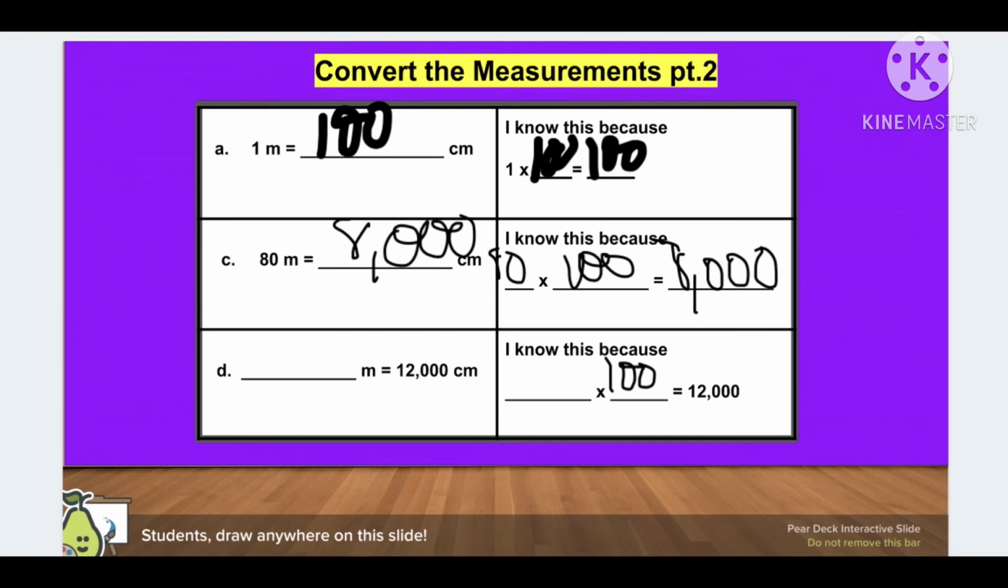Blank times 100 equals 12,000. Could my answer be 12? No, that will give me 1,200, which is too small. So what will my answer have to be? Yeah, I agree. My answer would have to be 120. I know this because 120 times 100 equals 12,000.